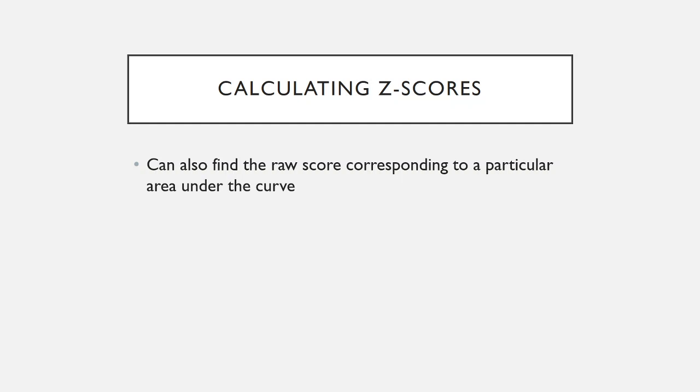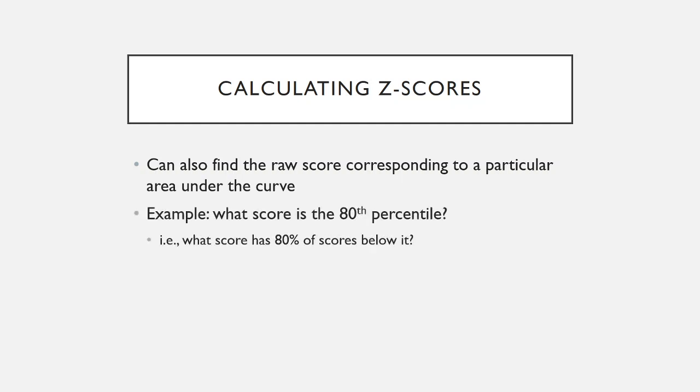Okay, now additionally, you can do this entire process in reverse. You can also find the raw score corresponding to any particular area underneath the curve. So this is basically just finding the scores associated with various percentiles. Whereas so far, we've seen examples of going from raw score to z-score to percentage, we're going to flip this process in reverse to generate some percentiles.